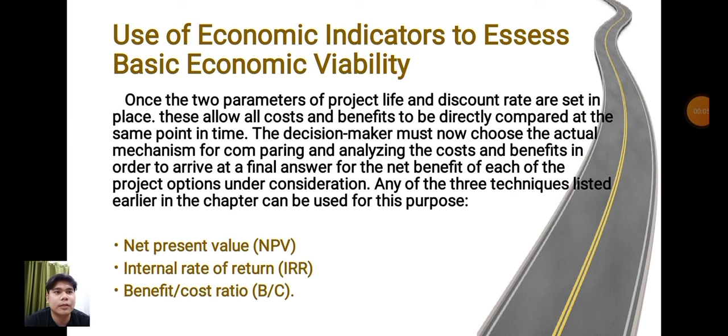Use of economic indicators to assess basic economic viability. Once the two parameters of project life and discount rate are set in place, these allow all costs and benefits to be directly compared at the same point in time. The decision maker must now choose the actual mechanism for comparing and analyzing the costs and benefits in order to arrive at a final answer for the net benefit of each of the project options under consideration. Any of the three techniques listed earlier in the chapter can be used for this purpose: net present value, internal rate of return, and benefit cost ratio.